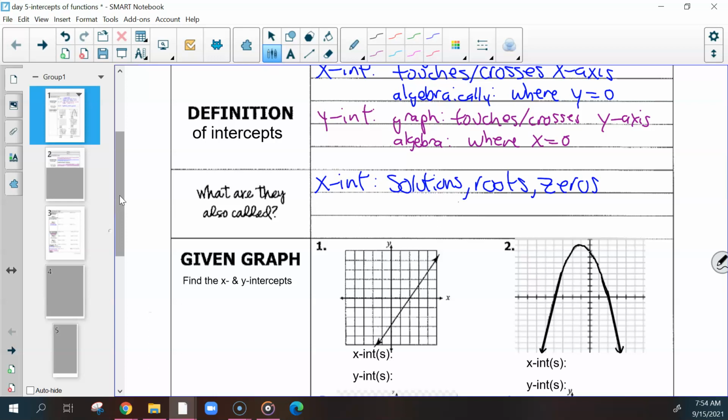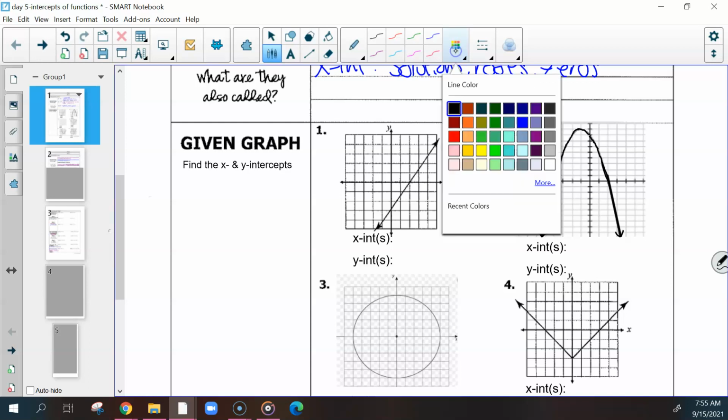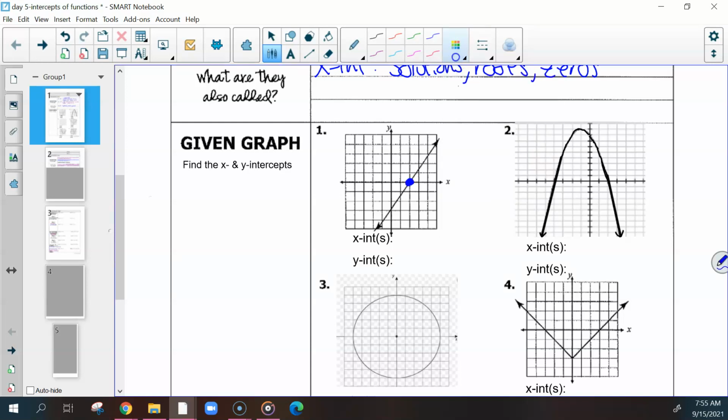So when you're given a graph and you're asked to find the intercepts, you just have to look and see where does it cross the x-axis, where does it cross the y-axis. For number 1, it might be easier if you look at your own paper than trying to explain it here. Where is our x-intercept? At positive 2. So we're going to put this as an ordered pair: 2, 0. Our x is 2, but our y is 0.